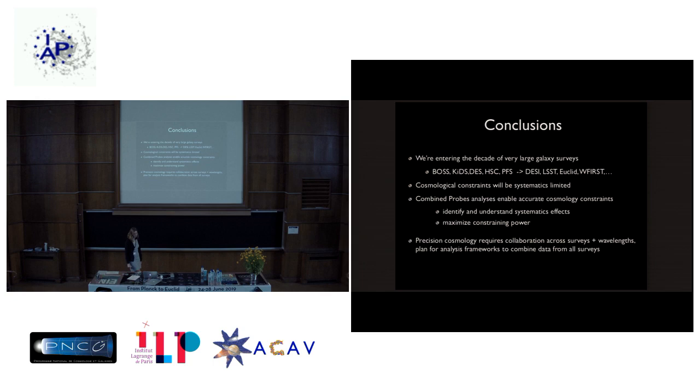We are entering this decade of very large galaxy surveys where it is clear that the cosmological constraints will be systematics limited one way or another, either through marginalization or because we just give up and say systematics are too complicated, we throw out all of these high signal to noise data points. Looking at the different measurements from the same survey and from different surveys will enable accurate cosmology constraints because we can identify and understand systematic effects. And once we've done that, we maximize constraining power.